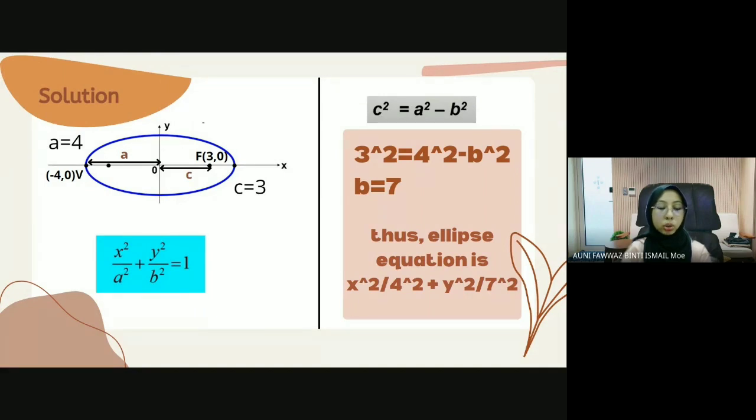So the question wants us to find the equation. We use another formula, which is c squared equals a squared minus b squared. b squared is 7, and then we just substitute what we already know. So the ellipse equation is x squared over 4 squared plus y squared over 7 squared equals 1. That's all.